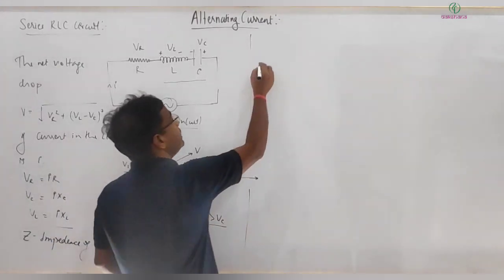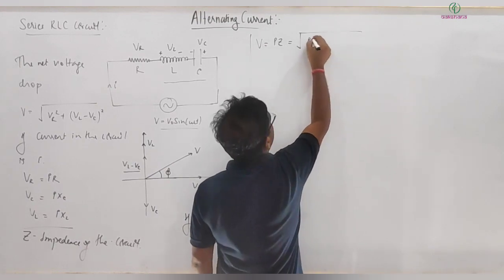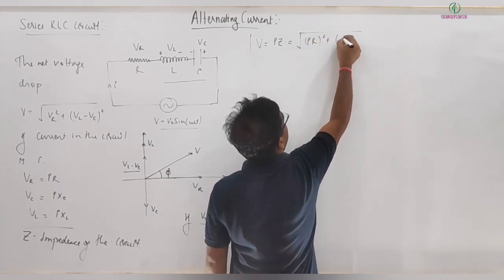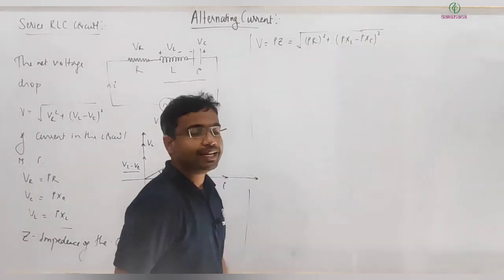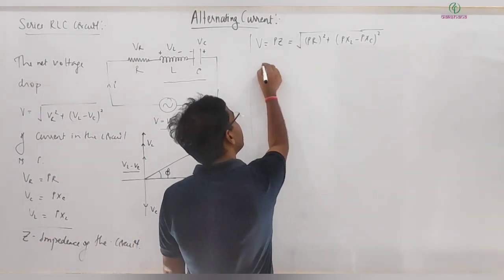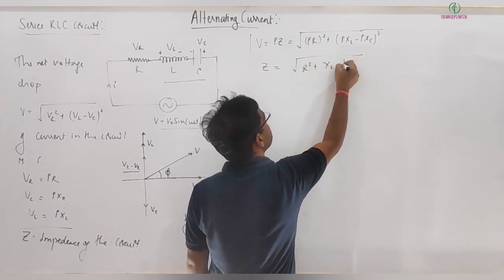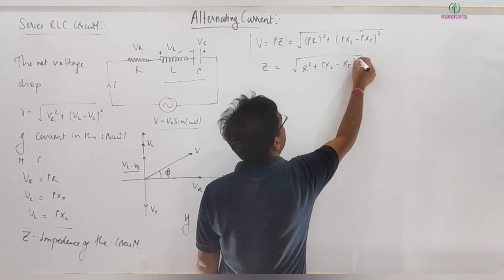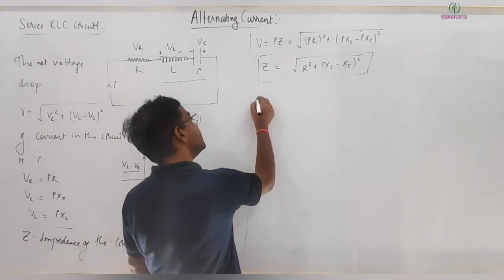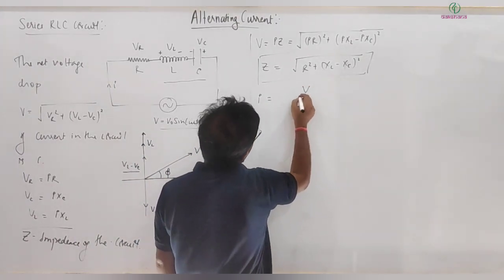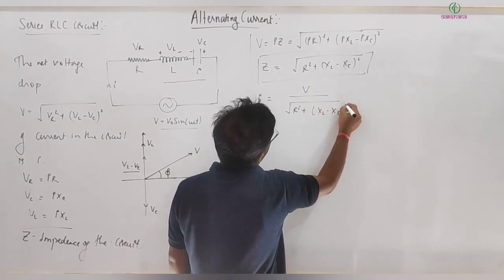In this situation I can write V is equal to I times Z, and this is equal to I times under root R square plus (XL minus XC) whole square. Clear? If I cancel I from everything, then I'm getting Z equal to under root R square plus (XL minus XC) whole square. So this is the impedance of the circuit, correct? And I can also be written as I is equal to V divided by Z, that is V divided by under root R square plus (XL minus XC) whole square.